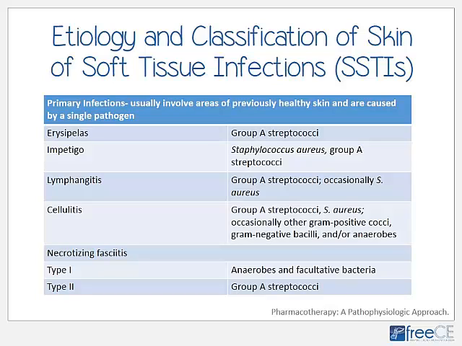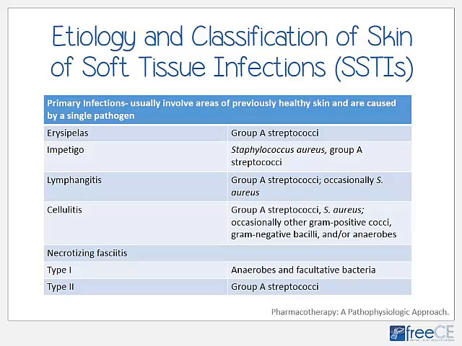Lymphangitis is typically strep, occasionally staph. Cellulitis, which is where we're going to focus the majority of our time, typically is caused by either strep or Staph aureus. Occasionally other gram-positive cocci, gram-negative bacilli, and/or anaerobes can be involved, but that would be more rare, and we'll talk about some different risk factors that might result in some of those additional microbes being present. And then finally, necrotizing fasciitis, which is going to be our most severe type of skin and soft tissue infection.